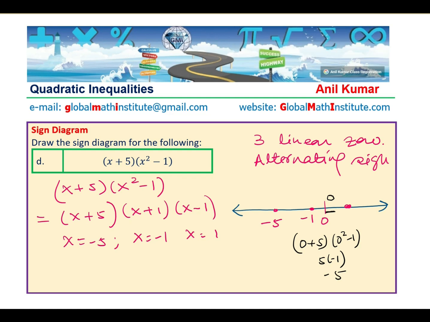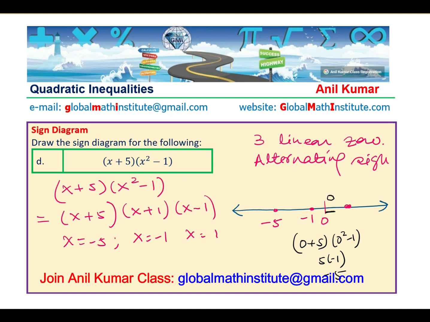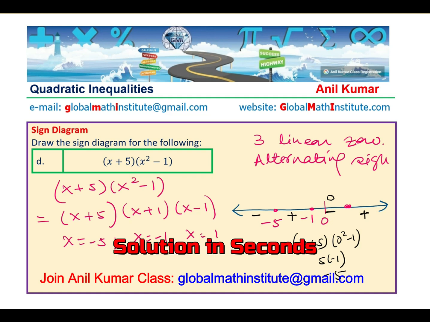So that means in the other interval to the right side of this should be positive, here also positive, and it will be negative on this side. You get the whole idea. So we have made a sign diagram just by checking one value, knowing the concept that linear zeros will have alternating sign. Hope that makes difference. So this is a great strategy to answer the questions in less than a minute, in just few seconds.